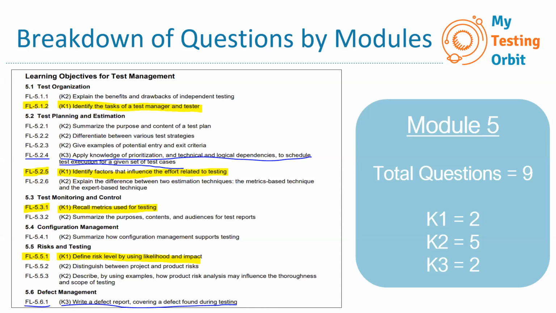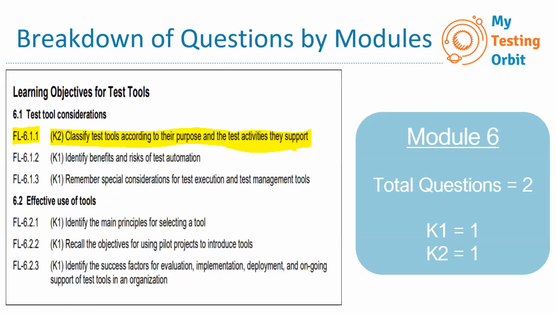And then the last one, module 6. This is a small module, and only 2 questions will be coming from this. One from K1 and one from K2. So we have 5 learning objectives for K1, and we know that 1 out of these 5 will be coming. We have only 1 learning objective from K2, and from that, definitely 1 question will be coming. So this is the breakdown of questions by modules.